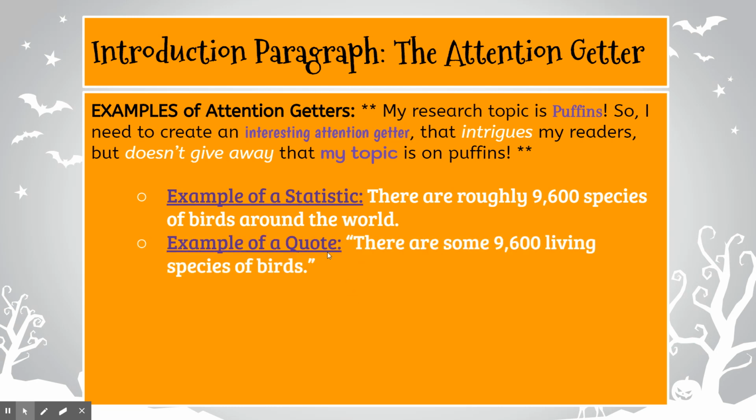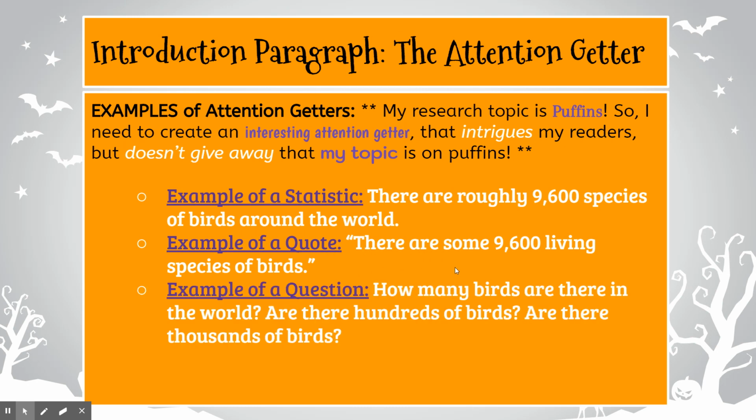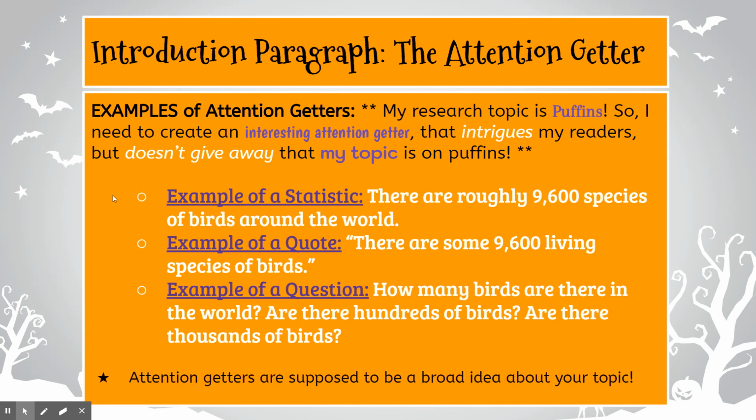So, an example of a quote: there are some 9,600 living species of birds. I actually found this statistic in one of the articles I was reading, so I quoted it word for word from the article. Or an example of a question: how many birds are there in the world? Are there hundreds of birds? Are there thousands of birds? So I'm posing those questions to my readers to get them thinking about birds, and then I'll slowly narrow in to talk about puffins. Super cool way of hooking your reader's attention. Remember, they're broad ideas. You don't want to pinpoint your topic right away.